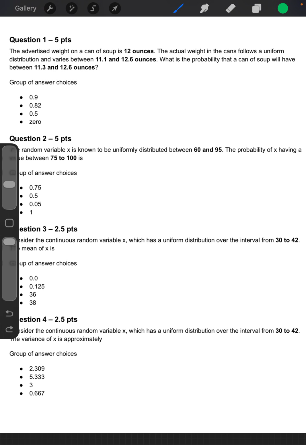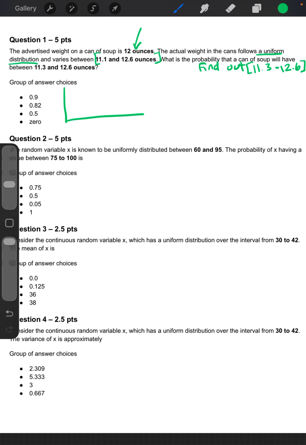we can see that it's 12 ounces. Its uniform distribution is around 11.1 and 12.6, and they want to find out for 11.3 and 12.6. They want between these two. So for me, we know what's A and B, but first I will draw the chart.